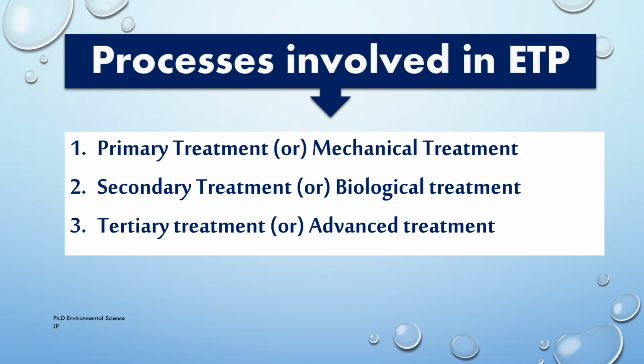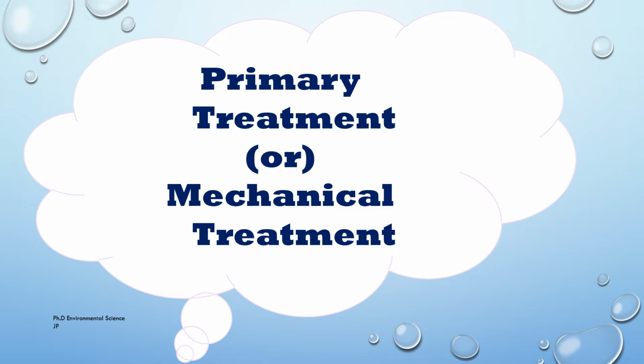Processes involved in ETP: primary treatment, which is also known as mechanical treatment, secondary treatment, known as biological treatment, and tertiary or advanced treatment. So first is primary treatment or mechanical treatment.